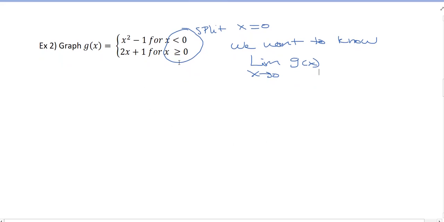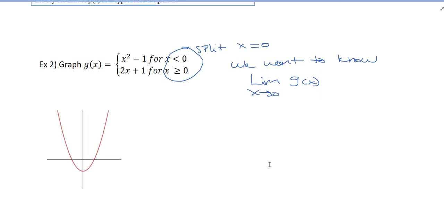So when we have a graph, we can just look at the graph. So let's graph this and see what we get. What does x squared minus 1 look like? And we only want it to look like x squared minus 1 when x's are less than 0. So here's our graph of x squared minus 1. So let's say this is y equals x squared minus 1. Right there is minus 1.